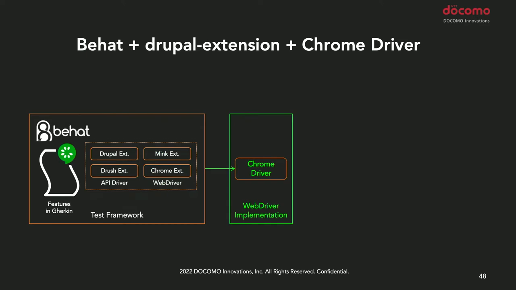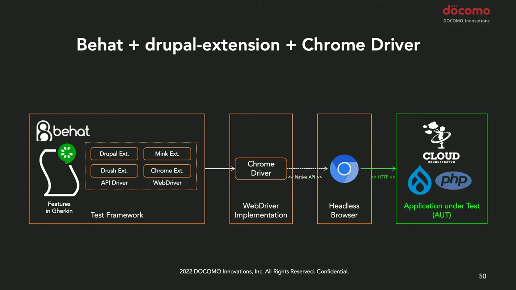The Behat command invokes the web driver for the Chromium web browser, and the Chrome driver calls the native API of the headless browser, which means a virtual browser without any GUI. So this headless browser is actually just a process on our operating system. And then this virtual browser accesses the actual website, the AUT, application under test site. In our case, we are developing Cloud Orchestrator, so we want to test our live Cloud Orchestrator site by the Behat command with the Chromium headless browser.